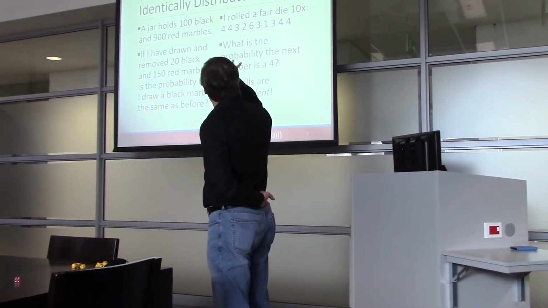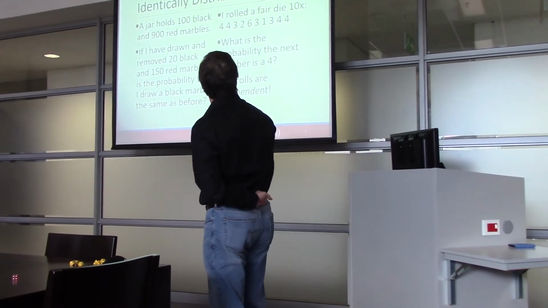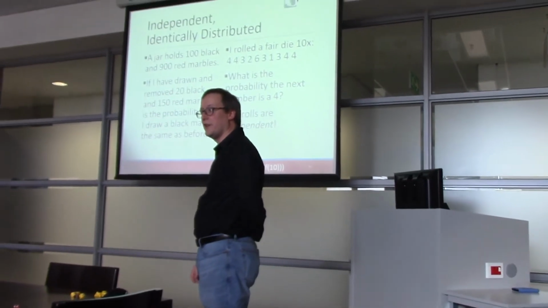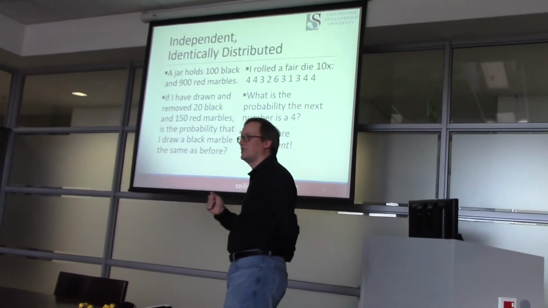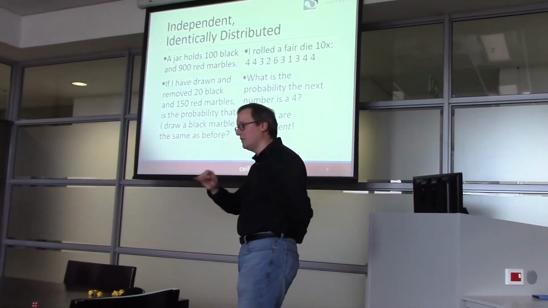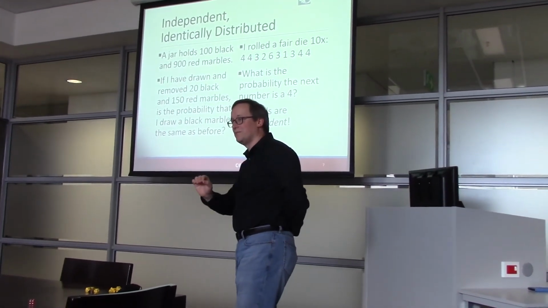You might be confused into looking at that and saying, well, gosh, 4 is the most common outcome. It happened 40% of the time, therefore the next roll has a 40% chance. Dice rolling is independent, as long as they're fair, and identically distributed.